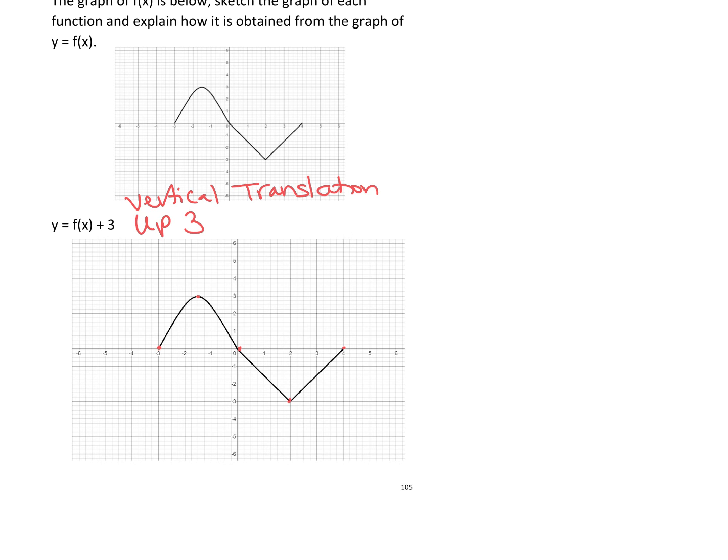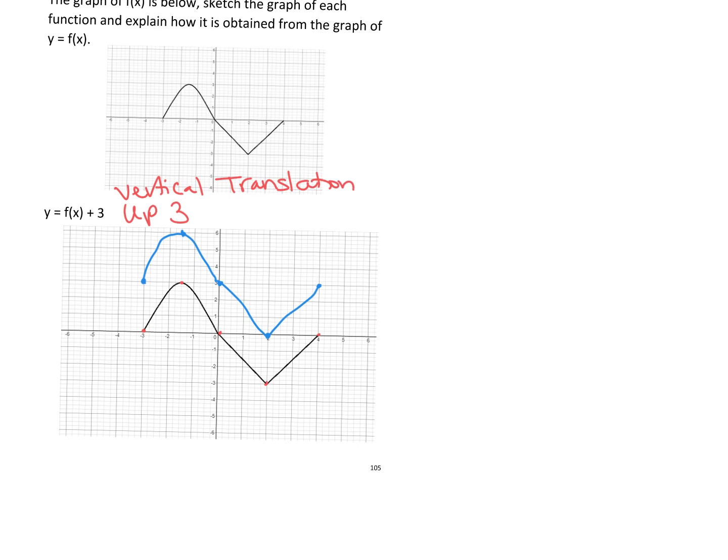Okay, so I'm going to go up 3. Up 3. Up 3. Up 3 and up 3. And then I would just sketch what that would look like. So not too bad, especially if you really understand the transformation parts.